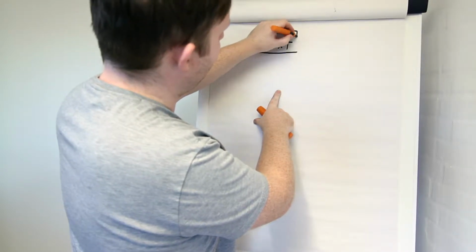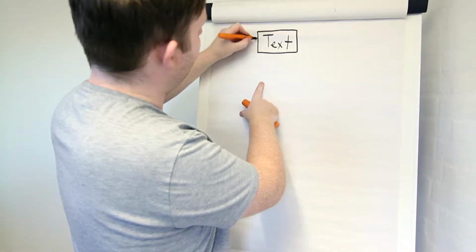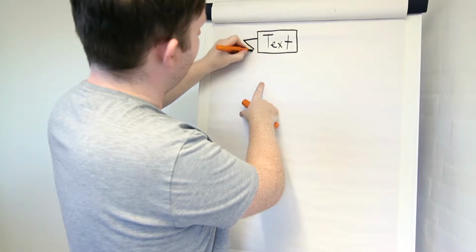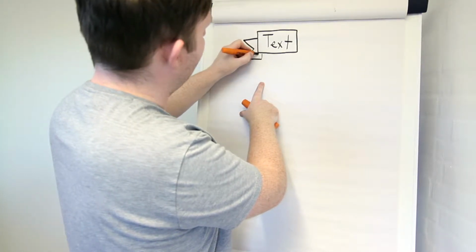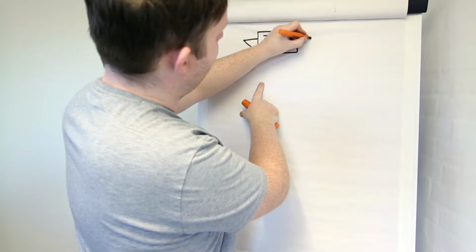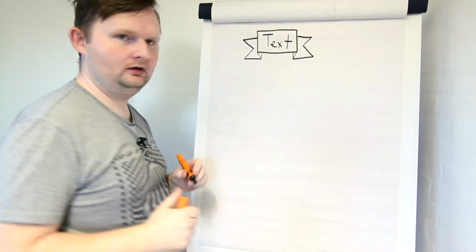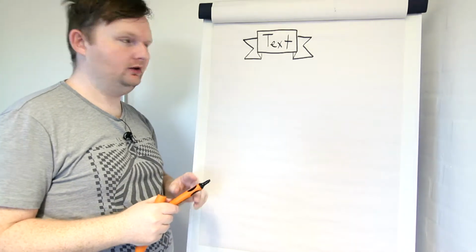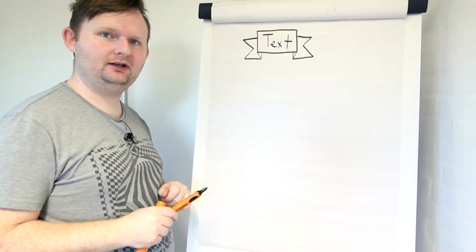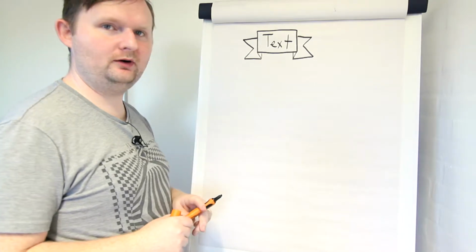I make a simple box first, and then to make it a banner, I just make this small figure on both sides. That's actually it. Then I can start to color it, and I'll get back to that later. But this is the primary shape.